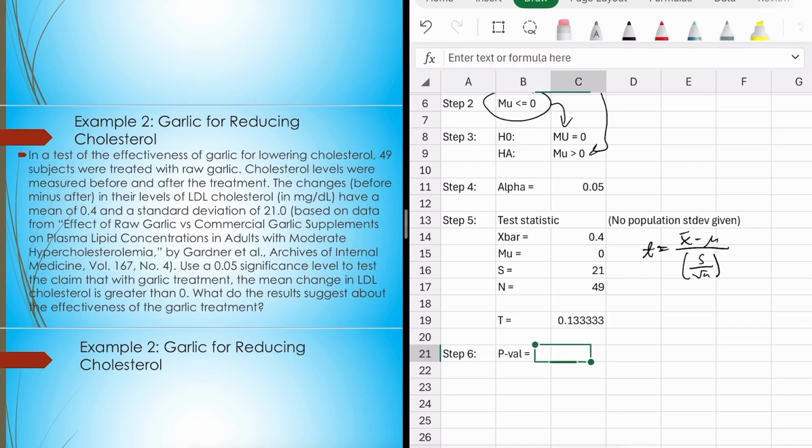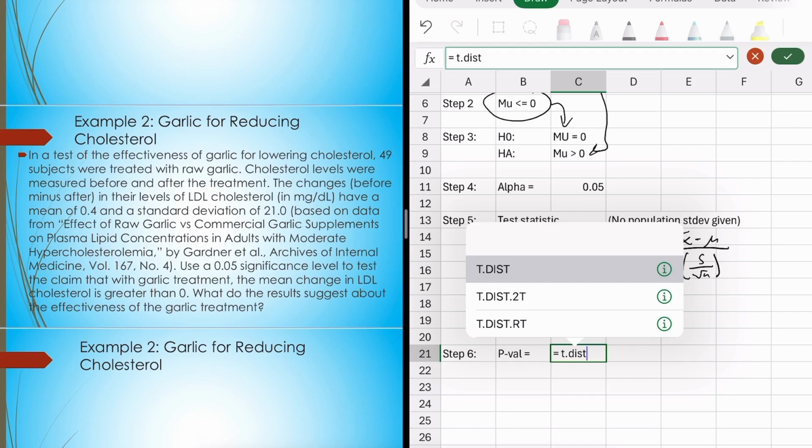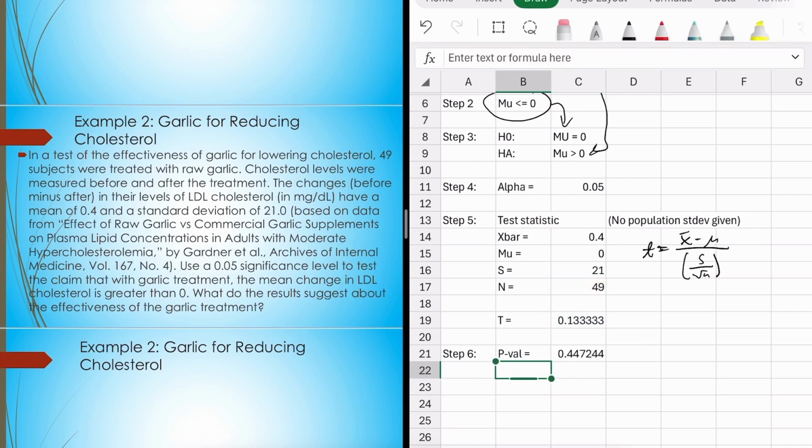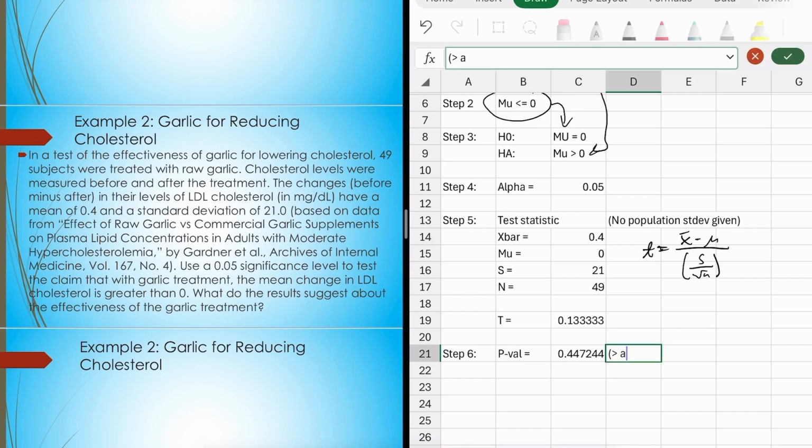Step 6, we need to find the p-value. Is this a right-tailed, left-tailed, or two-tailed test? Because the alternative hypothesis is greater than, this is a right-tailed test. If it were less than, it'd be left. So I'm going to do T dist, and notice there's this command T dist RT, which stands for right-tailed. I'm going to select that, put in my T statistic, and degrees of freedom, N minus 1. Enter. 0.447, which is bigger than alpha.